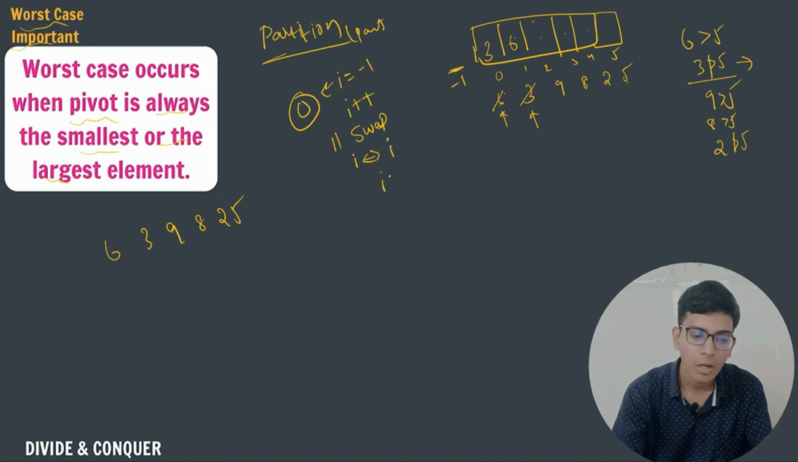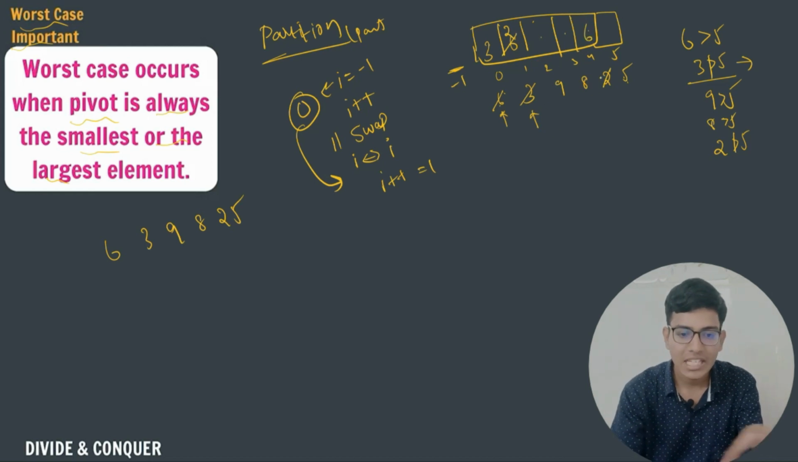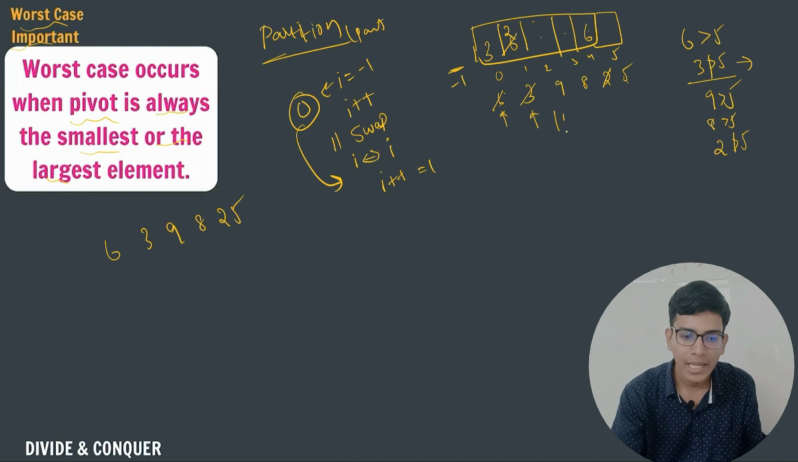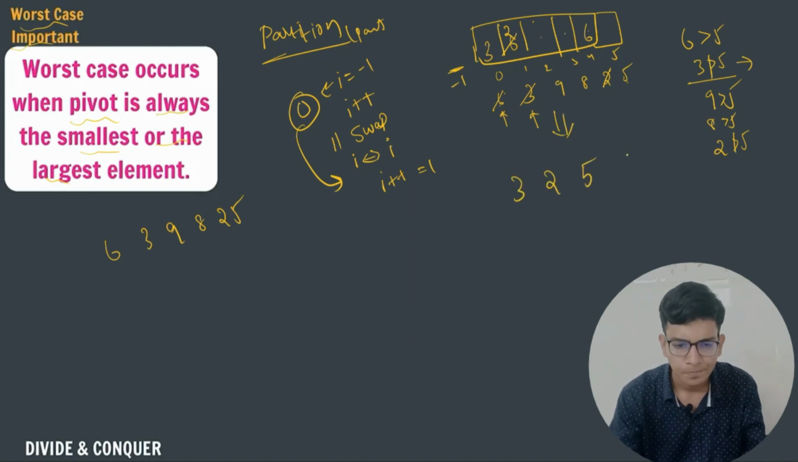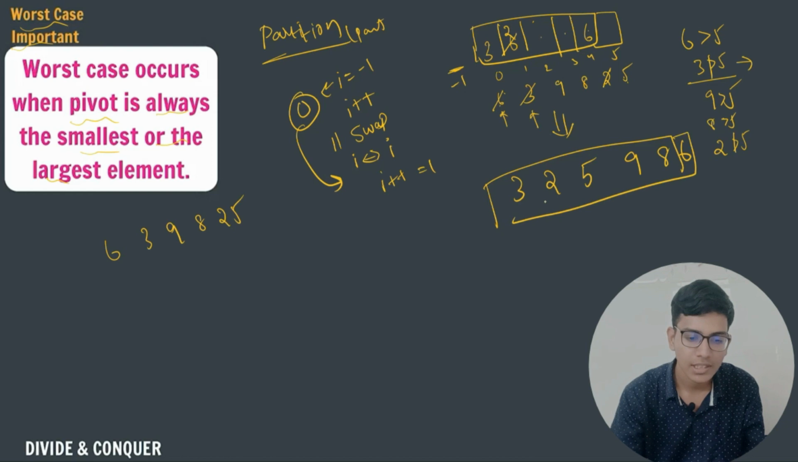So what I need to do is swap. First of all I will do i plus plus. Initially i is 0, it becomes 1. After that I put 2 here and put 6 here. After changing all the elements, I take my last element and put it in the middle. So my array will transform like this: 3 2 5 9 8 6. This is how my array will become, and this is my pivot point.